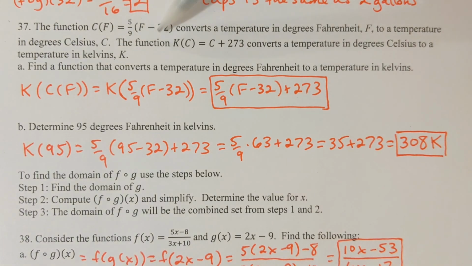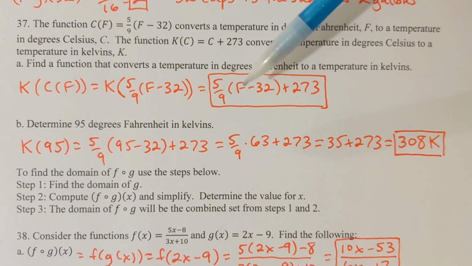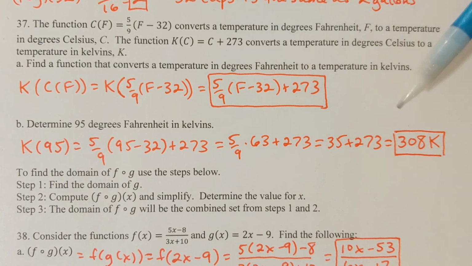Here's c of f. So everywhere that I see a c in k, there's only one of them, I'm going to replace that with this expression here. And so that's what I've done. Replaced c with 5/9 times f minus 32, and circle this result. So this would be just a general formula that allows you to convert a temperature that is in degrees Fahrenheit to a temperature in kelvins.